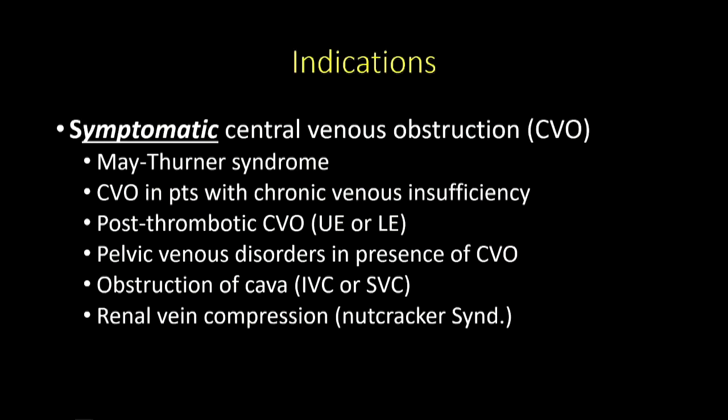So, indications: obviously, the patient has to be symptomatic. If you want to treat patients with central venous occlusion, the May-Thurner, central venous occlusion in patients with chronic venous insufficiency, what has been talked about. Post-thrombotic patients with central venous occlusion, and this is an evolving area. How deep, how much common femoral, below the common femoral, this is all evolving. The iliacs and the IVC are settled, we need to do that. Below that level, it is an evolving area.